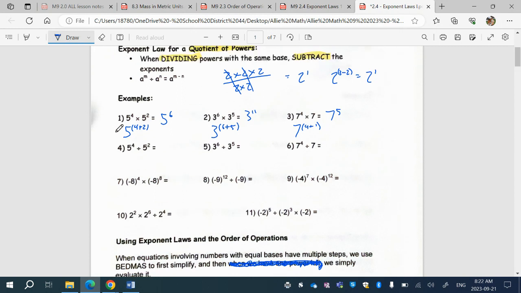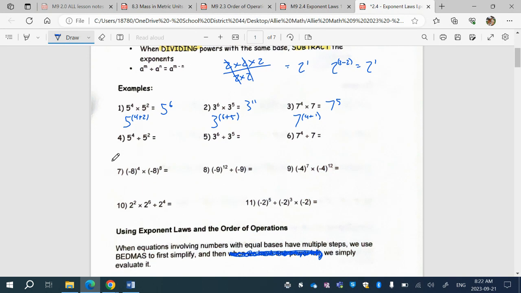Now we're looking at the exponent law for quotients of powers. Okay, so now we're dividing. We can rewrite this as 5 to the power of 4 minus 2, and we would end up with 5 to the power of 2. Here, 3 to the power of 6 divided by 3 to the power of 5. So 3 to the power of 6 minus 5, we get 3 to the power of 1, or just 3. Here we have 7 to the power of 4 divided by 7 to the power of 1. So 7 to the power of 4 minus 1, or 7 to the power of 3.